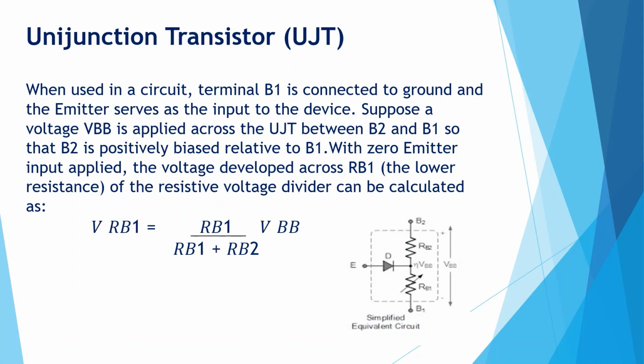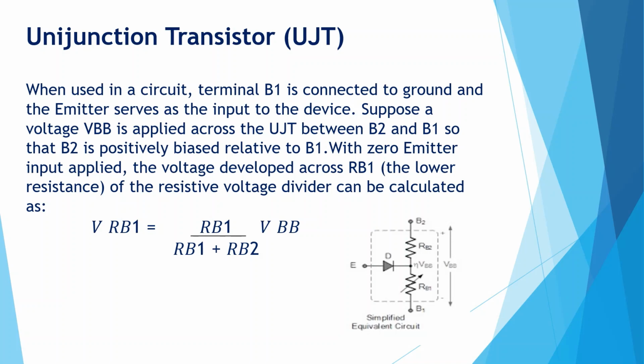So now to switch the device from off state to on state, what we have to do is give emitter potential such that it overcomes the barrier potential. And what is the barrier potential? It is the voltage drop across RB1, which is given by VRB1. Okay, RB1 upon RB1 plus RB2 is called eta, which is the intrinsic standoff ratio. So VRB1 is equal to eta multiplied by VBB.